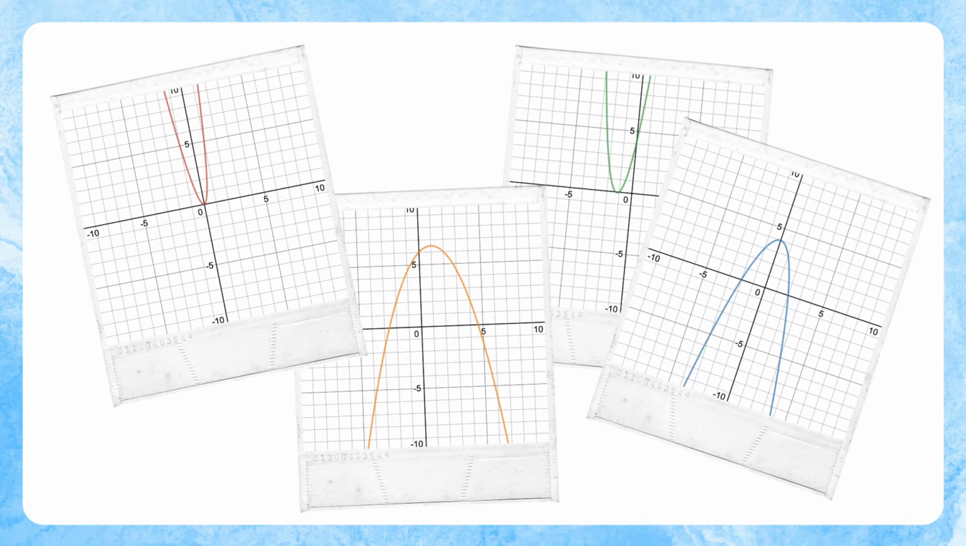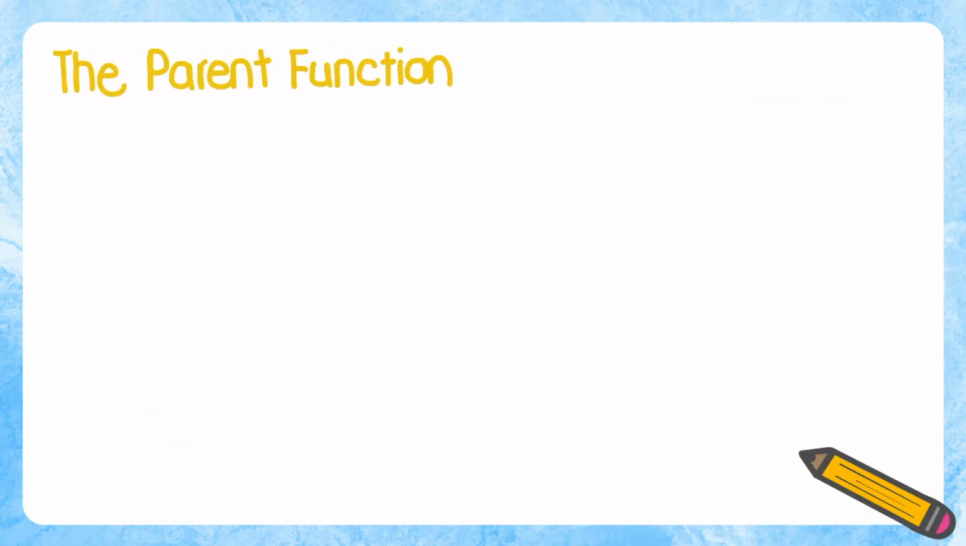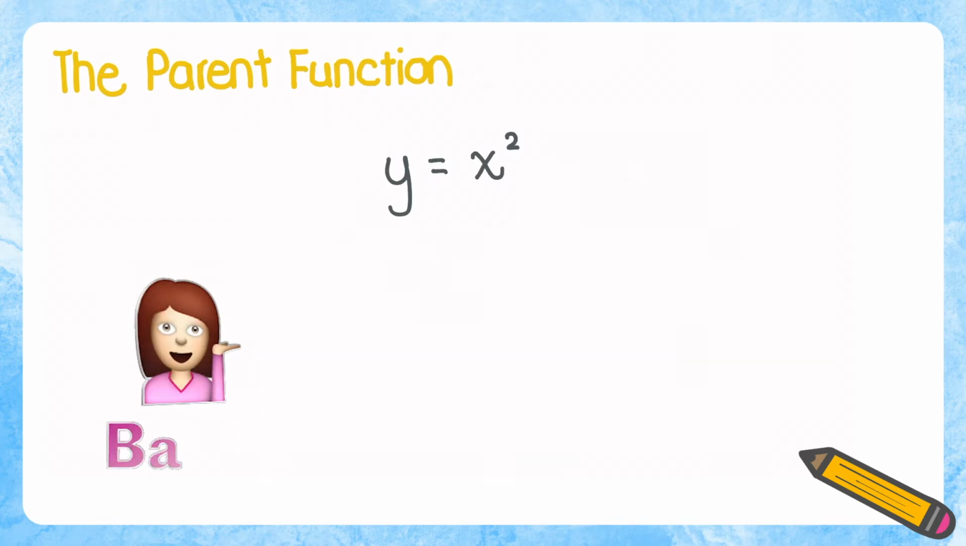So first off, let's just go over some stuff about quadratic functions. So here's just a bunch of examples of graphs of quadratic functions. Notice that they are all parabolas. And we always have to have a good base to start off with. So let's take a look at the parent function. So we have y equals x squared. That's the parent function of quadratics. Think of it as the most basic form of a quadratic function.